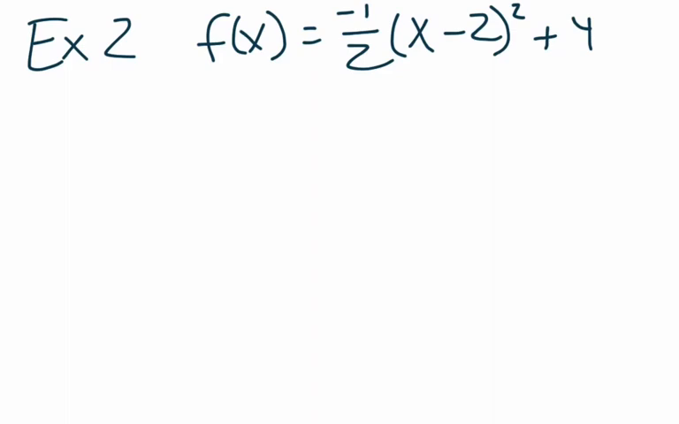So what do we know about this? First of all, it's in vertex form. I know it is flipped over because I have a negative. I know that it is a compression, okay? It's a compression because the number is less than 1/2. I know it goes right 2. I know it goes up 4. And I know it's a quadratic because of the squaring.